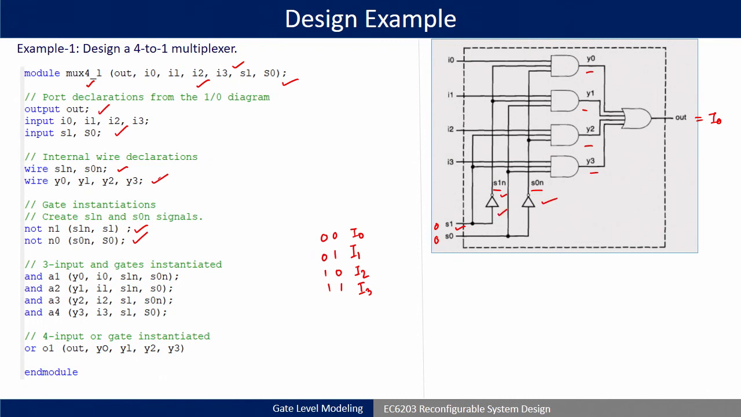So, these 2 gates we have instantiated, then you have to instantiate the individual AND gates. So, you can give A1, A2, A3 and A4 as instance names. This is N1 and this is N0 as instance names. Okay. So, AND A1, output first. So, Y0 first, followed by the inputs. You can take one of the inputs as I0, then S1n and S0n. Got it?